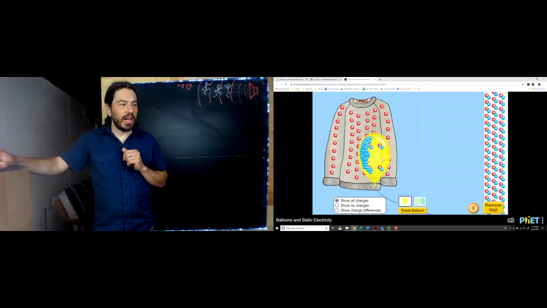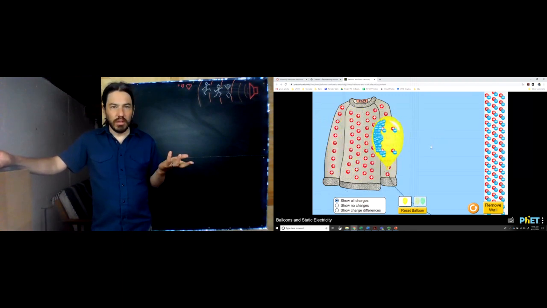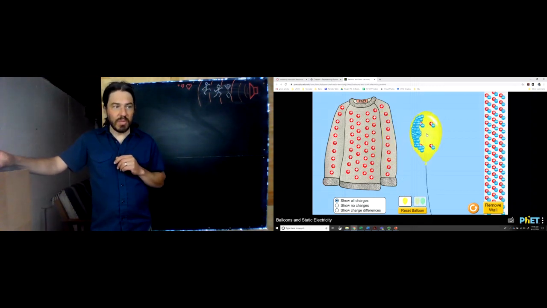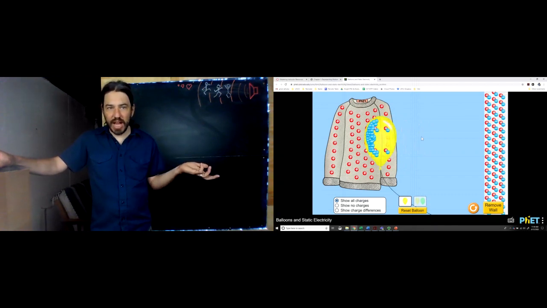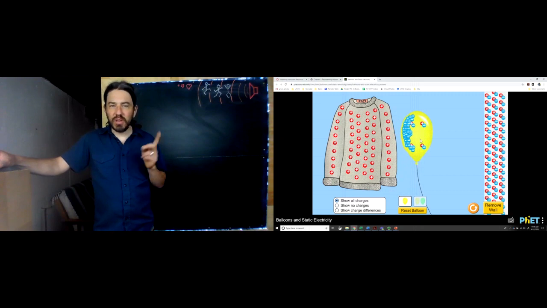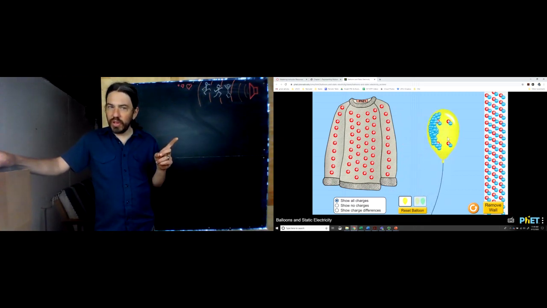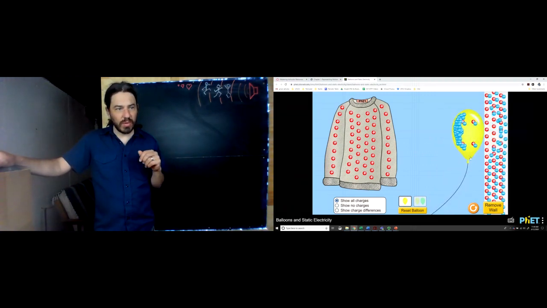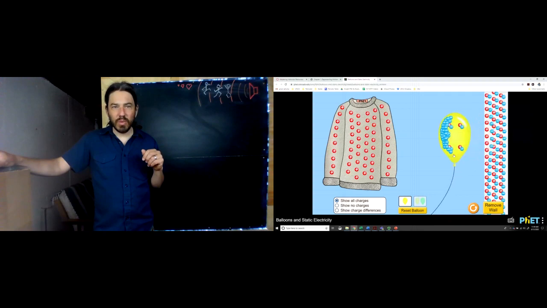So, if I come over here and I rub some charges off, then my balloon becomes negatively charged, and my sweater becomes positively charged. Not surprisingly, they attract each other. Opposites attract. Okay, well, that's lovely. What happens if I bring it over next to the wall? Notice the wall is neutral. So, will the balloon have an effect when it goes to the wall? And the answer is, yes, it will.